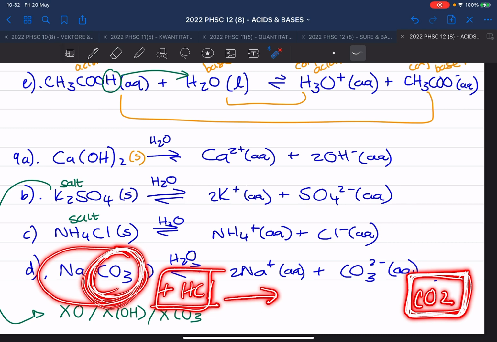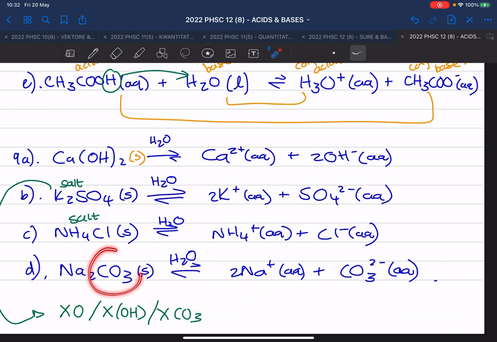So whenever you see a carbonate, you must think, okay, if this reacts with an acid, it will give you carbon dioxide gas. It just dissolved in water, but if it reacts with an acid, it will give you carbon dioxide gas. All right. Now we are busy with hydrolysis.